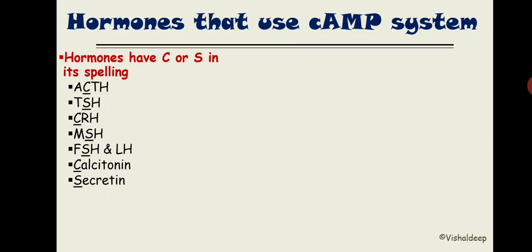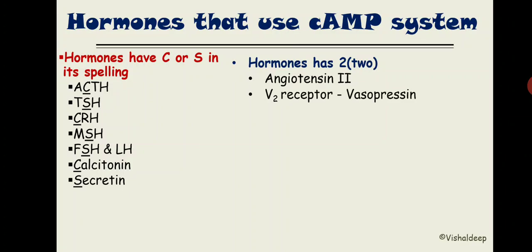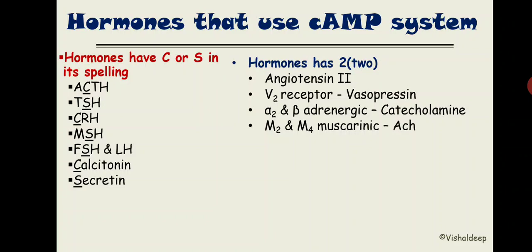This is the one side. Second one, any hormone that works via a receptor that has 2 in its name, right? Any hormone that has 2 in its receptor or in its name is using the cyclic AMP system. What are they? First is angiotensin 2, then V2 receptor, vasopressin or ADH, then alpha 2 and beta adrenergic receptor, that is catecholamines, epinephrine and norepinephrine, then M2 and M4 muscarinic receptor, that is worked by acetylcholine. So acetylcholine works via M2 and M4 receptor. It is using cyclic AMP.